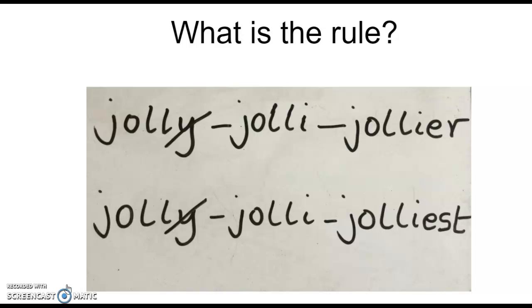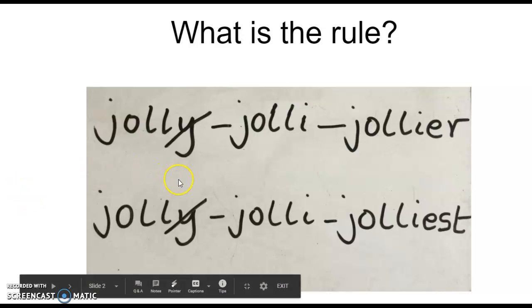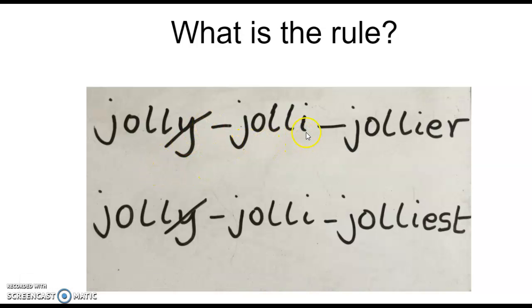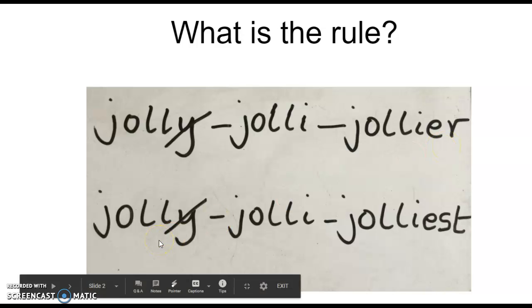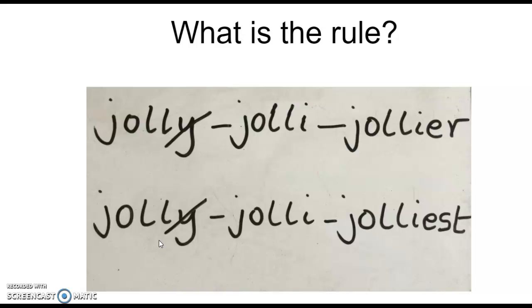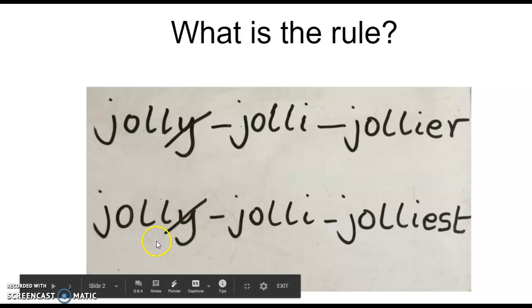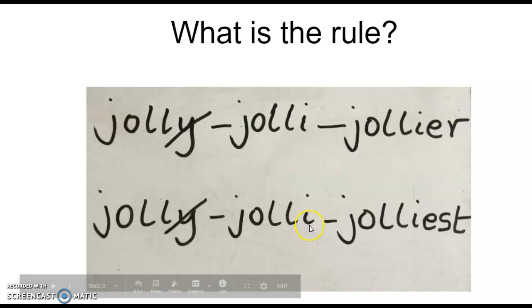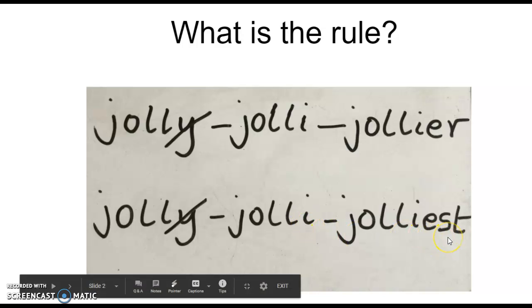The word is jolly. So can you see the word jolly ends in a Y? So I have crossed out the Y. I have changed the Y into an I, and I've added the suffix. So now my word becomes jollier. And then it's exactly the same if I want to add the -est suffix. It ends in a Y, so I've crossed out the Y, I've changed it into an I, and I've added the -est suffix. So now my word becomes jolliest.